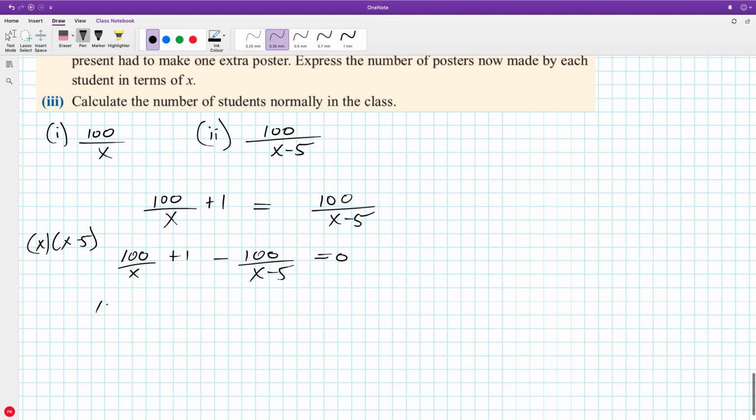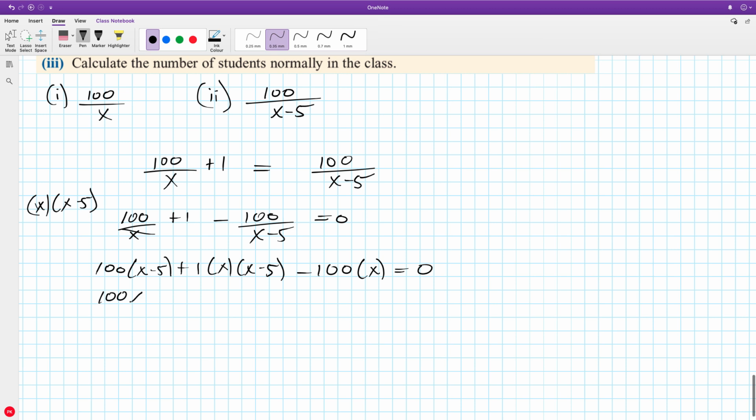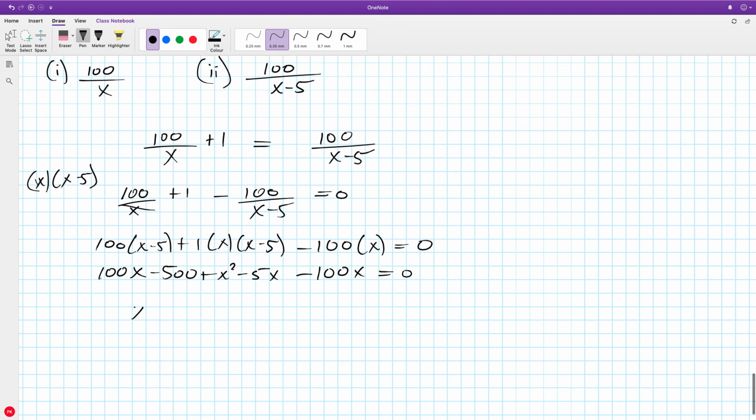So that's 100 times x, and x and x cancel. It's 100 times x minus 5, plus 1 times x minus 5, minus 100 times x minus 5, and x minus 5 cancel, leaving x is equal to 0. 100x minus 500 plus x squared minus 5x minus 100x is equal to 0. That's x squared minus 5x minus 500 equals 0.